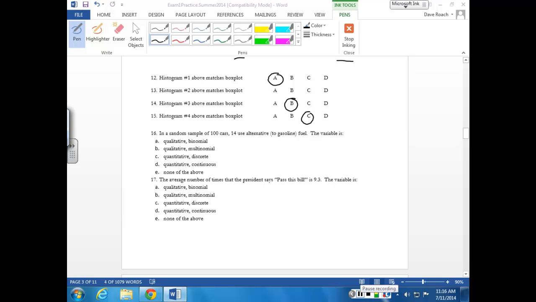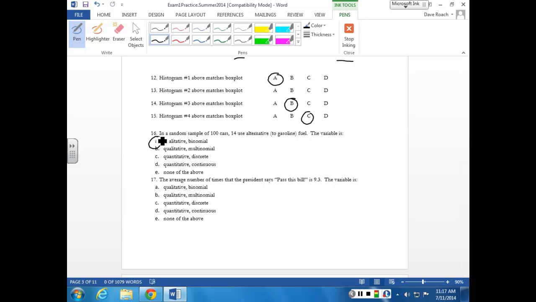On number 16, we have 100 cars, 14 use an alternative fuel. So they either use the fuel or they don't. That's a qualitative variable, or categorical, and there are only 2 categories. So that's going to be qualitative binomial.